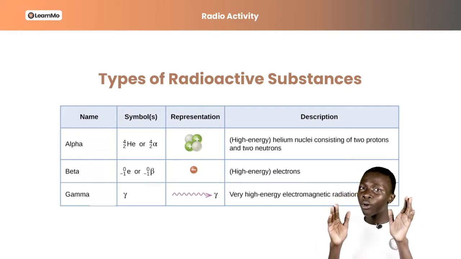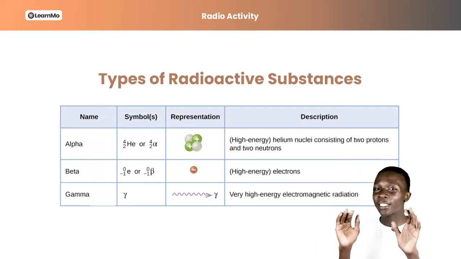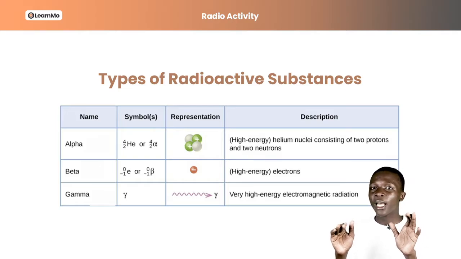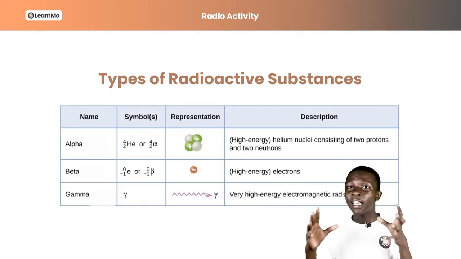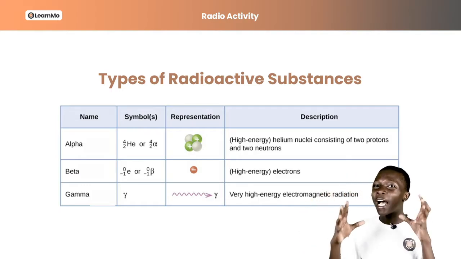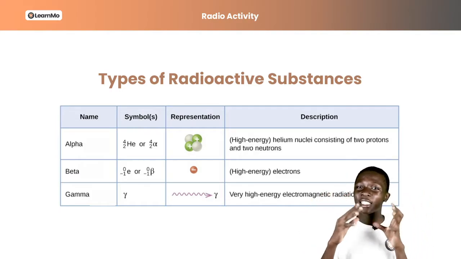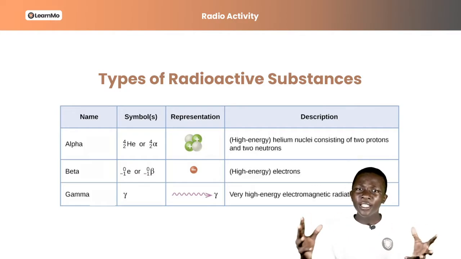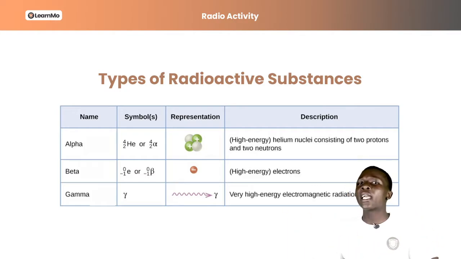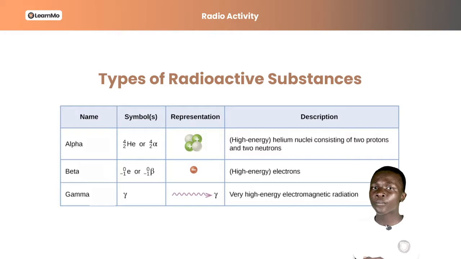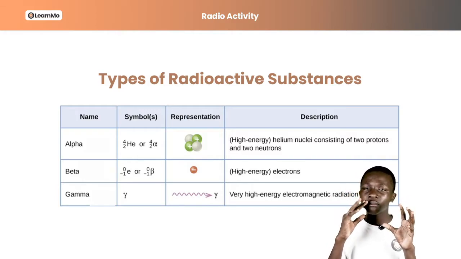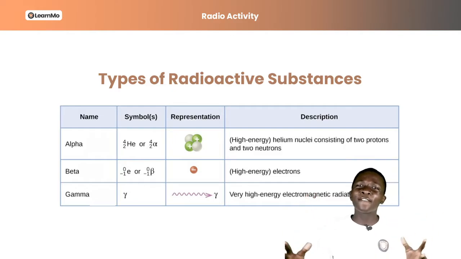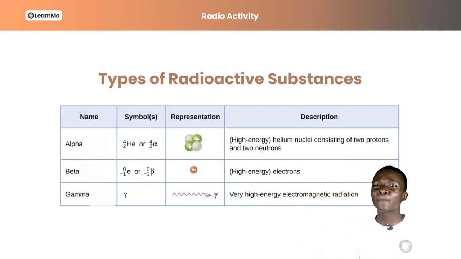Now, a beta particle consists of only 1 electron, and it is negatively charged. It is affected by magnetic field and has got a very weak ionization power. But nevertheless, it can be stopped by aluminum foil. It also has got a very high penetrating power. And also, they are affected by magnetic fields.